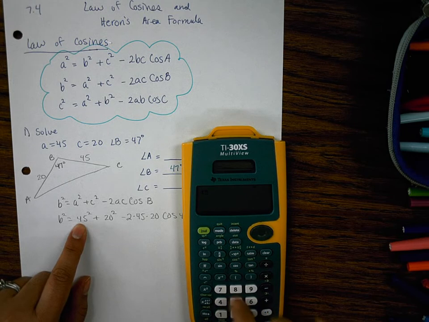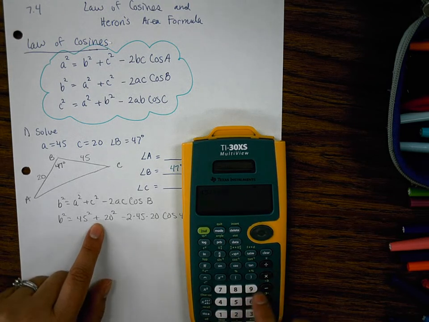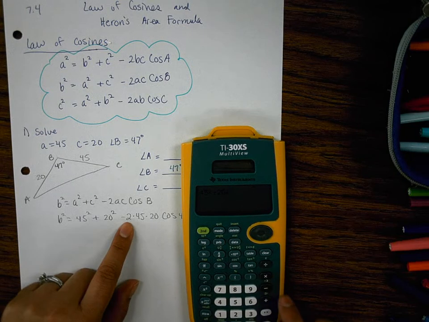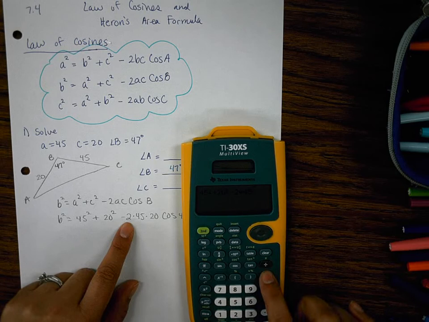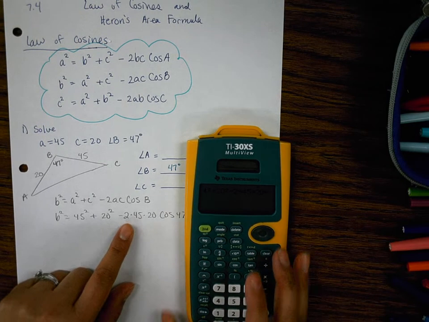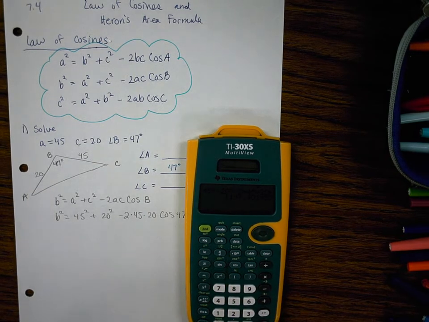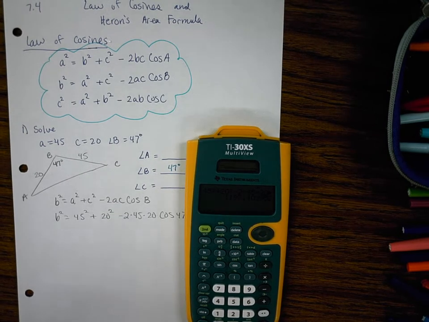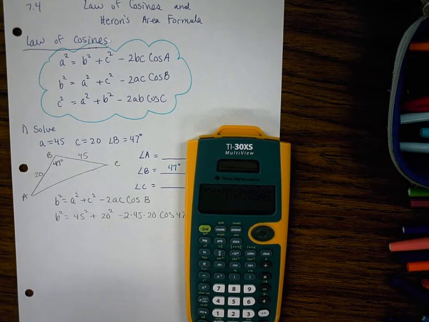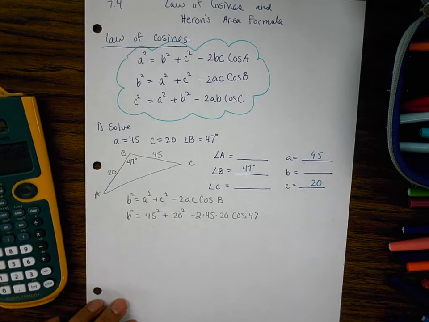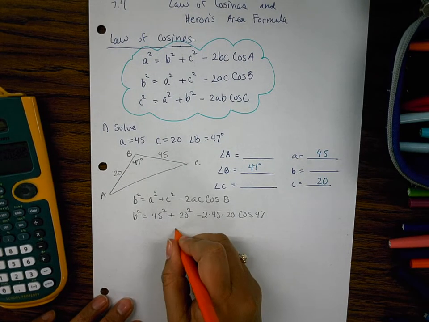So when you go to plug this in, you're going to plug in 45 squared plus 20 squared minus 2 times 45 times 20 times cosine of 47. Hit equals, and you end up with this really big number. Do not clear that number. Do not round that number.